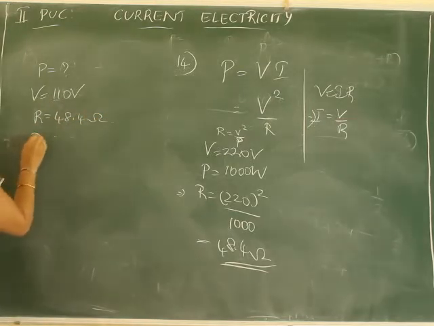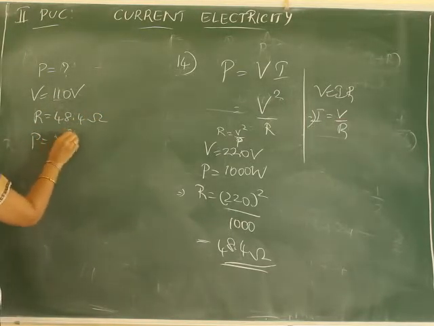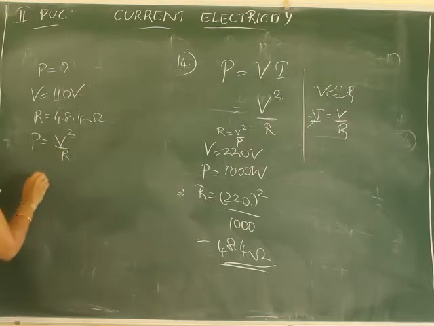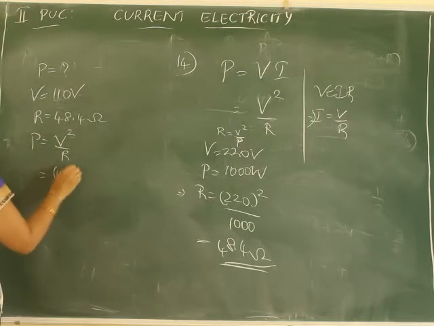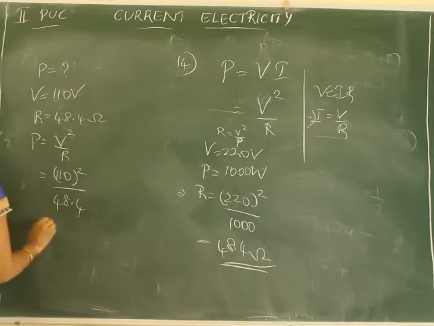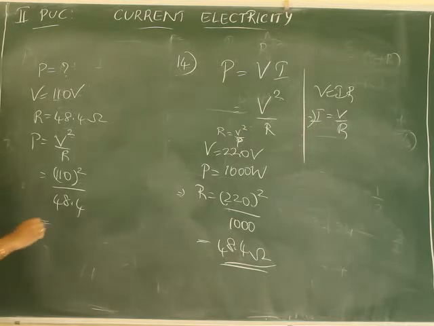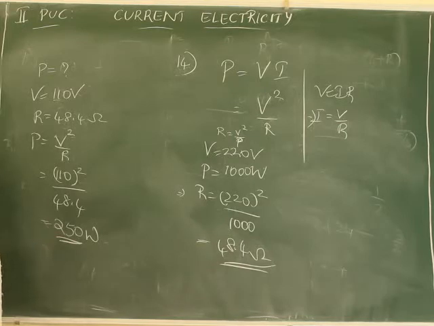Correct? P is equal to V square by R. V is now 110 square by 48.4. What is the answer? Give me the answer. 250 joule per second or watt. The SI unit of power is watt, capital letter W. Watt. Understood? Any doubts? Next. Shall we move further?